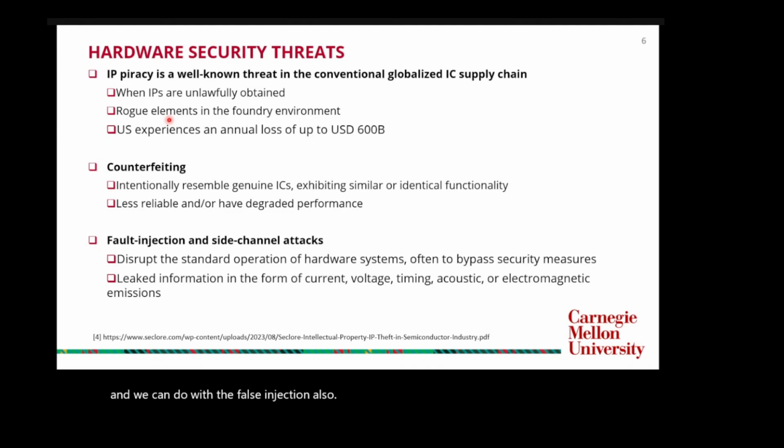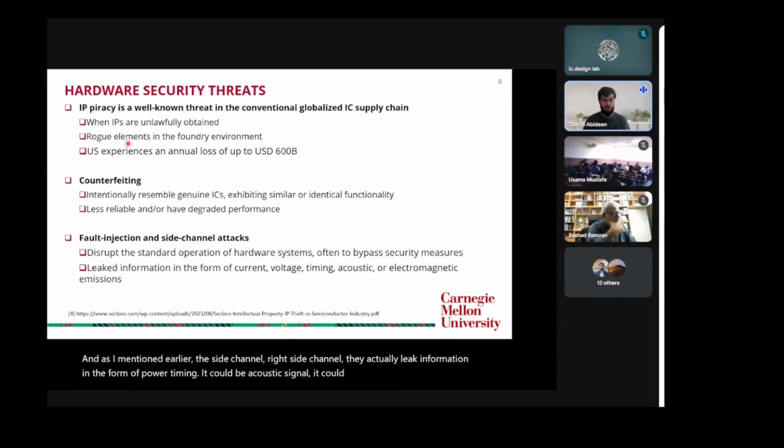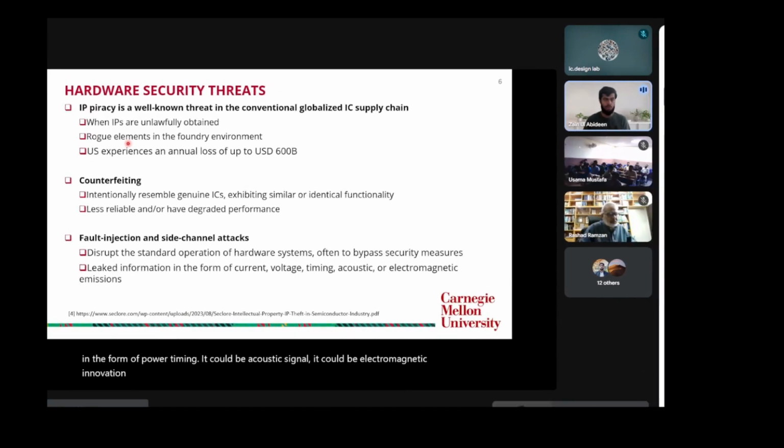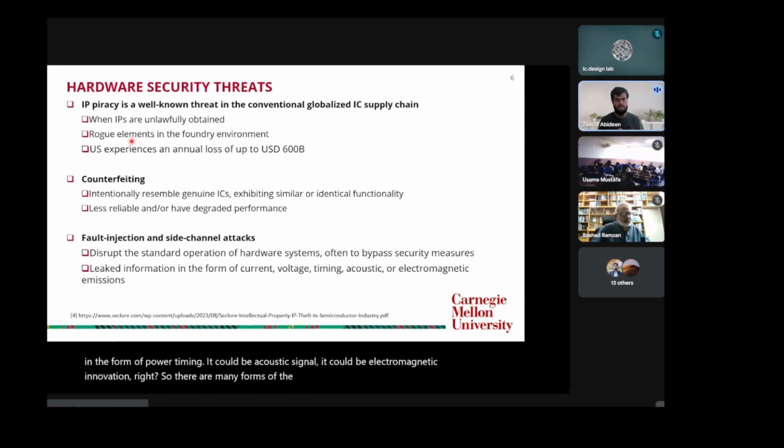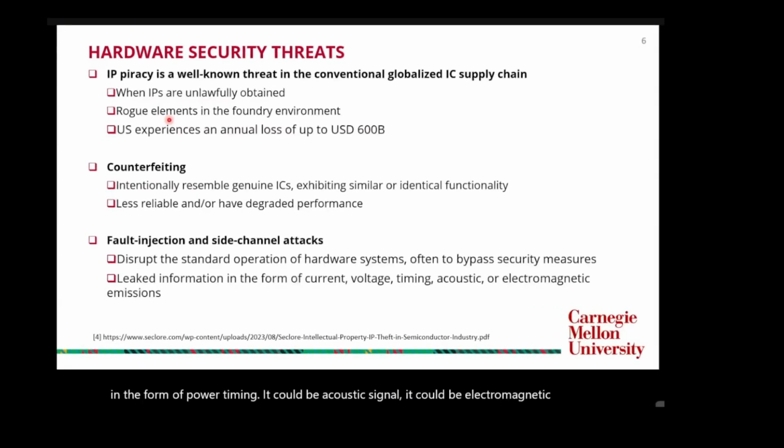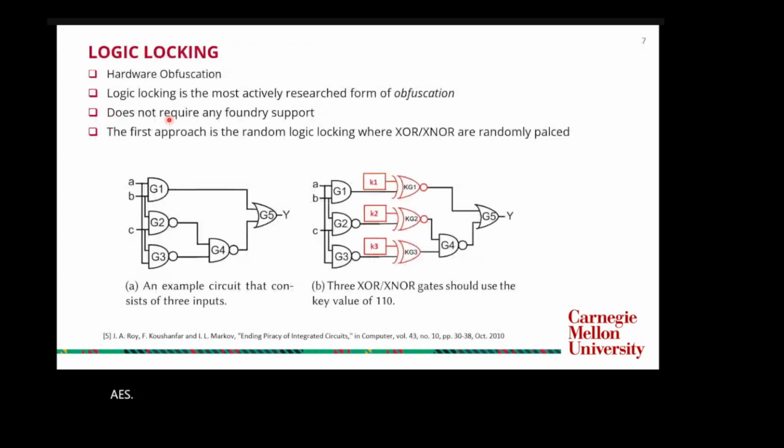Side channels leak information in the form of power, timing. It could be an acoustic signal, it could be electromagnetic emission, right? So there are many forms of leakage for the side channel, but one of the famous attacks, which I also performed many years ago with my own hands, was a power-based side channel attack to steal the key from a cryptographic core such as AES. So these are the attacks. They exist in nature.